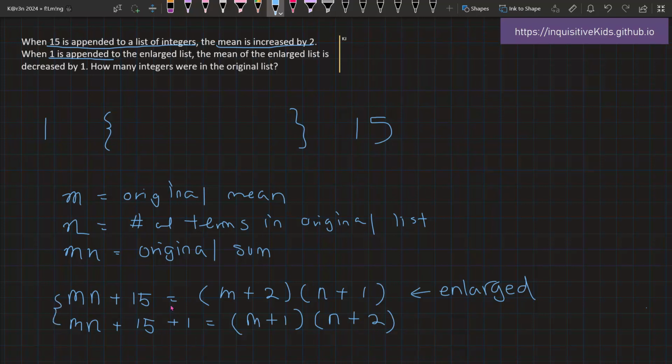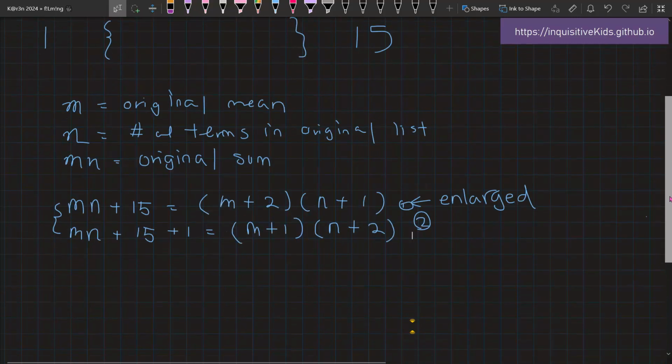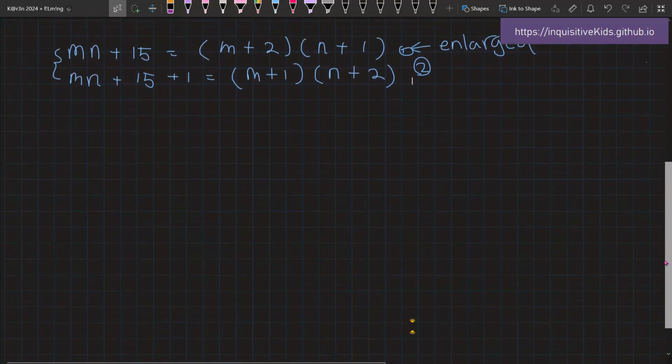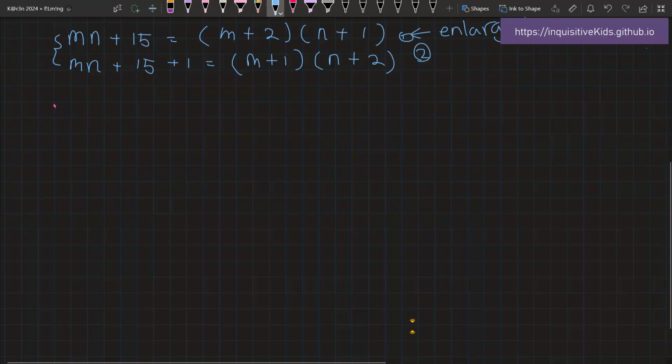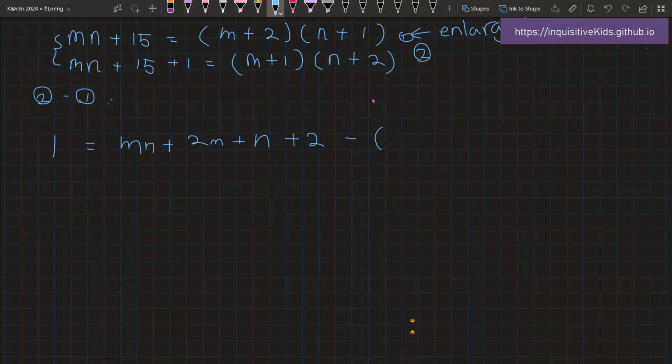Based off of these two equations, we can then solve for n. So what we can do is subtract equation number 1 from equation number 2. Now this is just some plain old algebra that we need to start solving. So by subtracting equation number 1 from equation number 2, we get 1 is equal to mn plus 2m plus n plus 2 minus, in parentheses, and then we multiply these two parentheses together, we have mn plus m plus 2n plus 2.